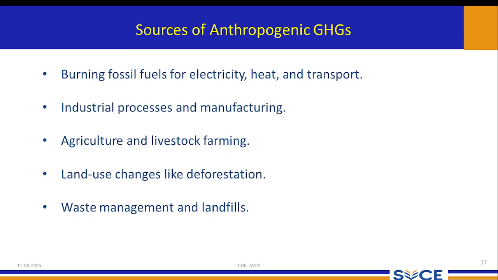Sources of anthropogenic greenhouse gases: burning fossil fuels for electricity, heat, and transport; industrial processes and manufacturing; agriculture and livestock farming; land use changes like deforestation; waste management and landfills. These are the sources of greenhouse gases from human-made activities. That's why they say anthropogenic greenhouse gases, which we have already discussed.